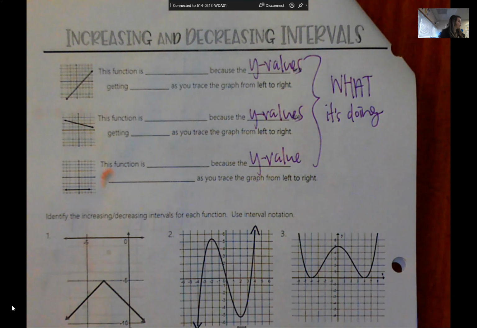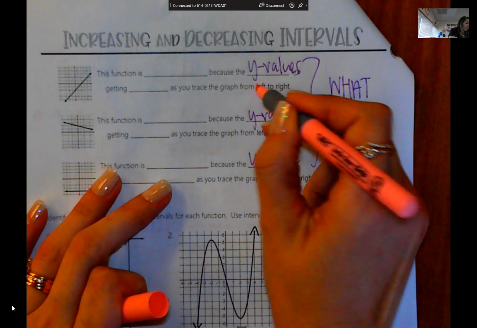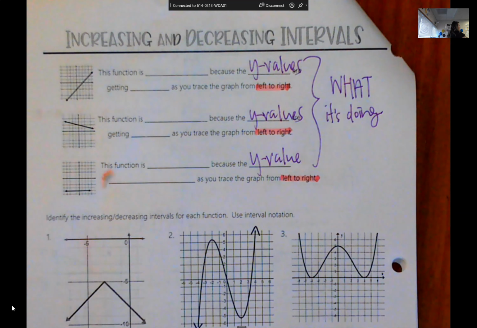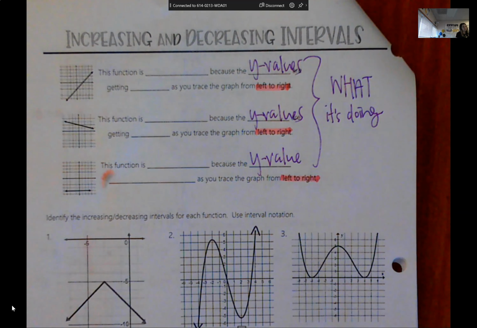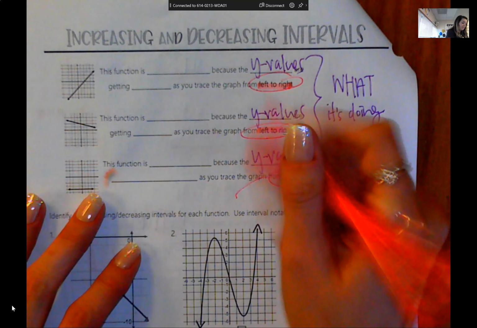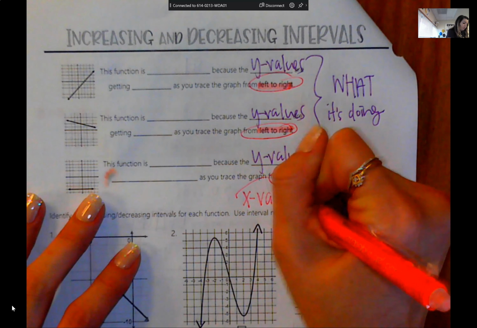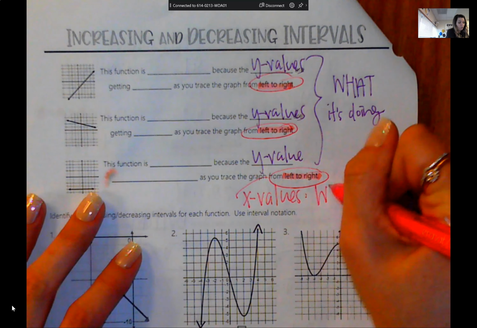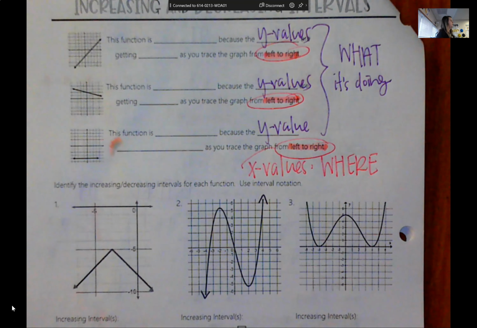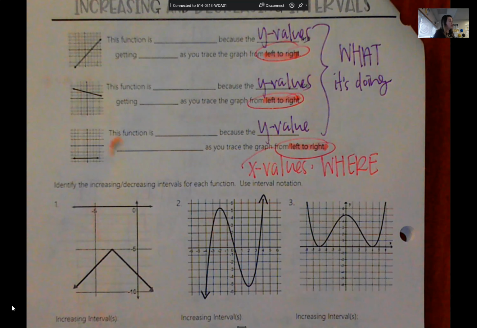What presents the challenge is that you also have to consider what's happening on the x or where we're at on the x. So right underneath that, it tells you that each time that we do this, we have to go left to right. So what that is indicating, these three left to rights, is that we need to look at the x values to see where it's increasing or decreasing. And that's the element this year that we're adding on that's new.